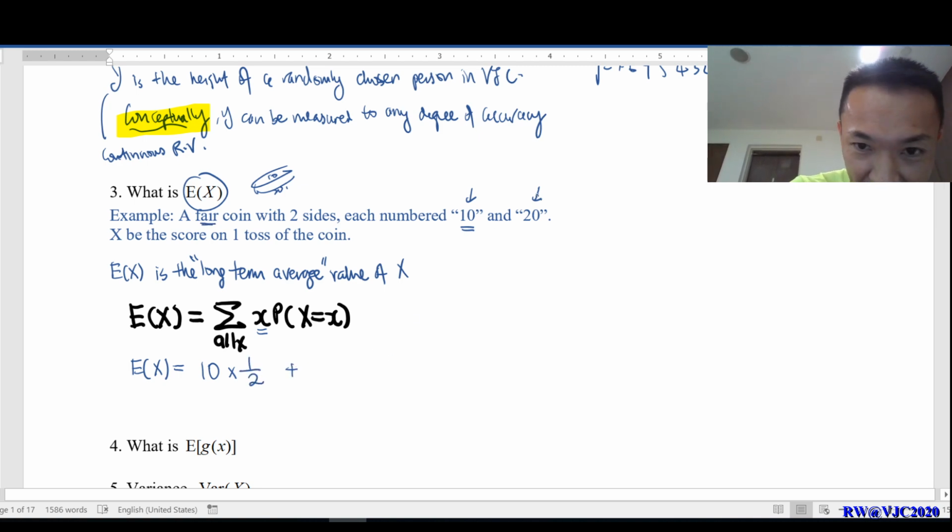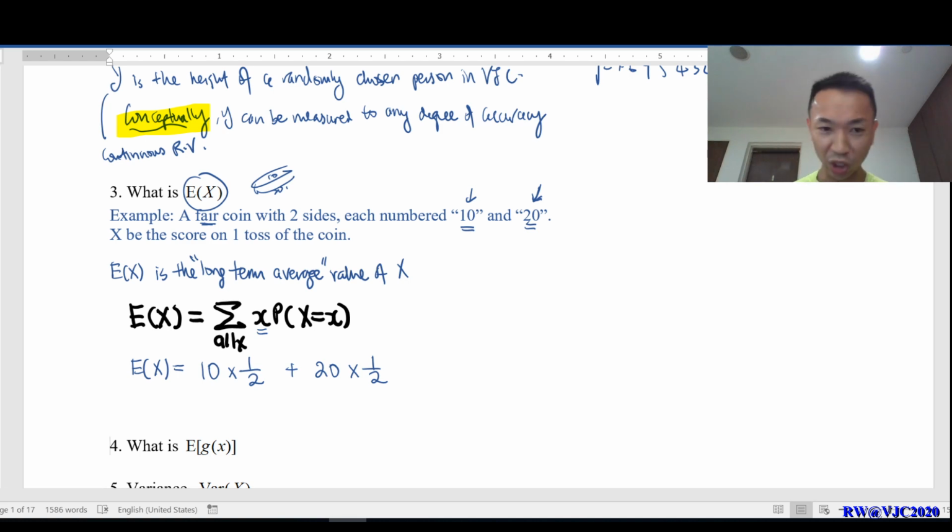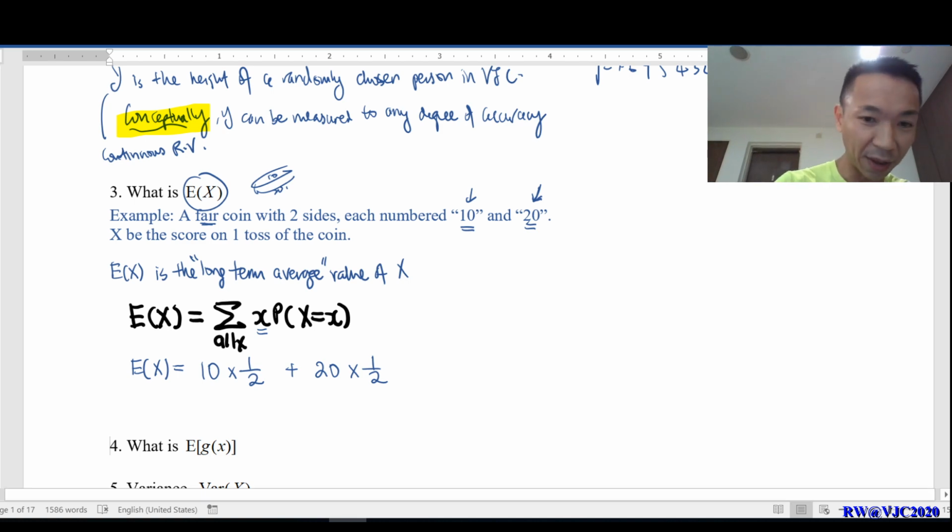Plus, then you have another X, you have 20, multiplied by its probability, in this case, it is half also. Because you assign the weightage, 50% of the time you get 10, 50% you get 20, you average it out. Okay, yes, then you get 15.